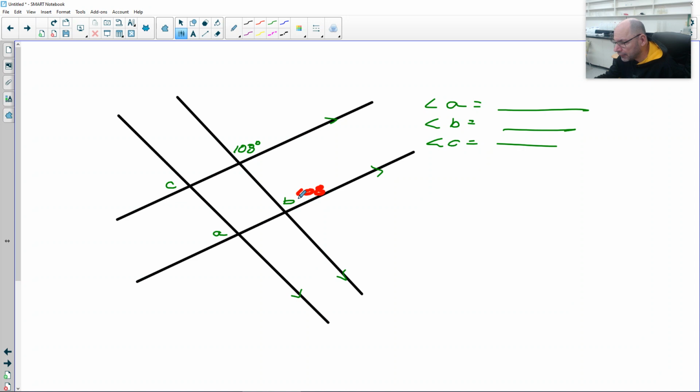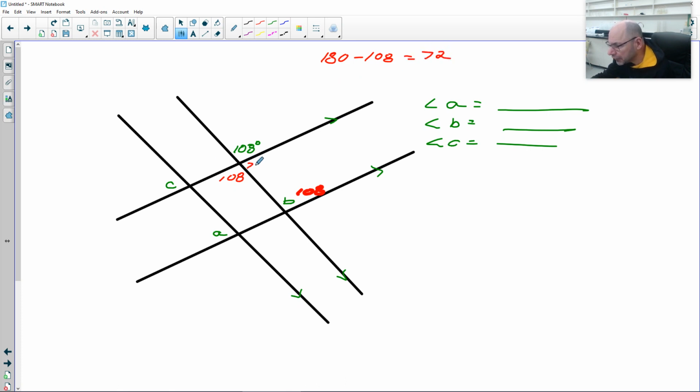Okay, if that one's 108, we have to figure out what this one is down here and what this one is down here. If we made this a positional line and look at it, this one would be 108 because it's opposite. So if this is 108 and this is 108, what's left for this square here? That square would be 180 minus the 108 for these two on either side of it. If you subtract that, that's 72.